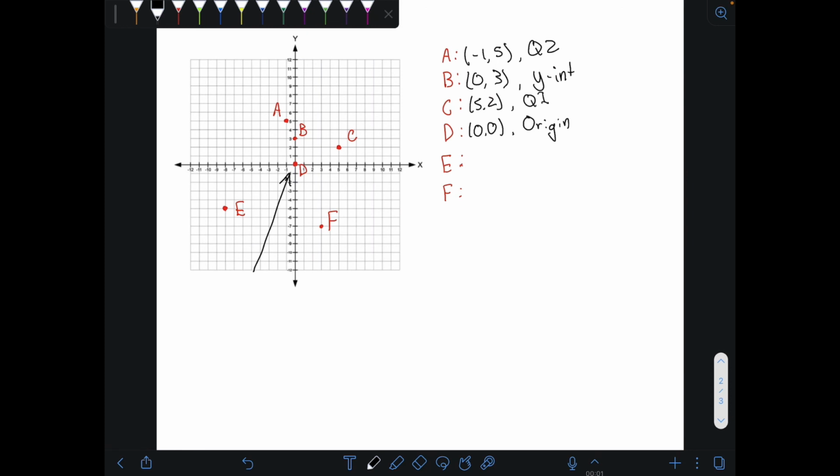E is -8, -5, Q3, and then F is -7, 3, or actually, always x in front of y, so 3, -7, Q4. So hopefully you're getting the hang of this by now.